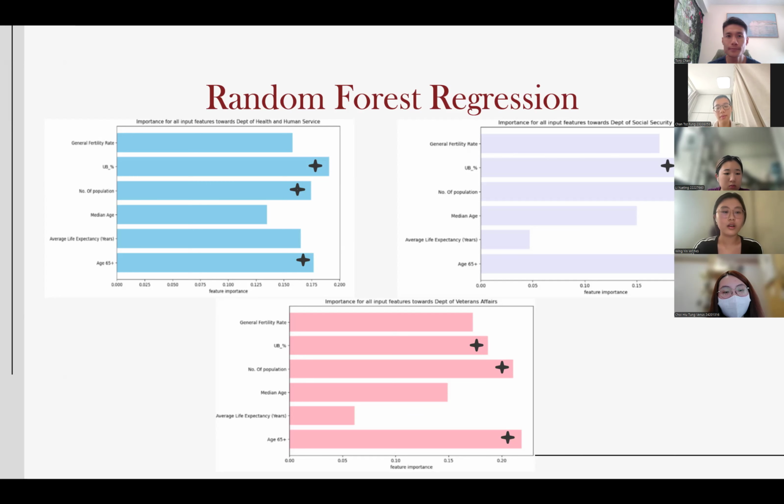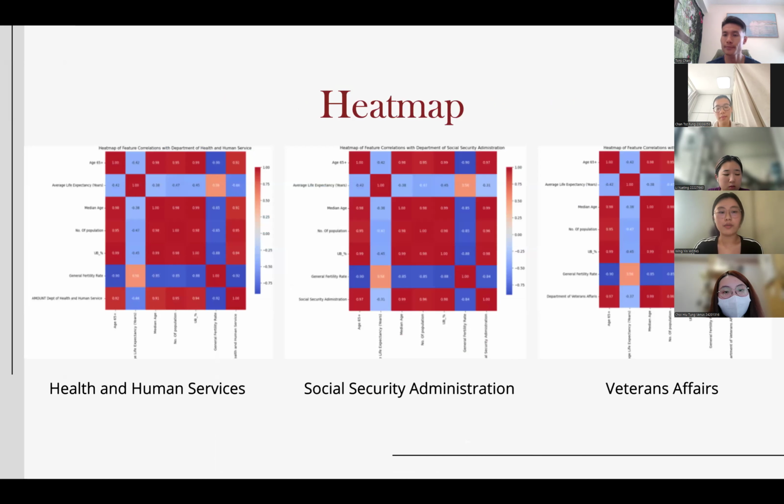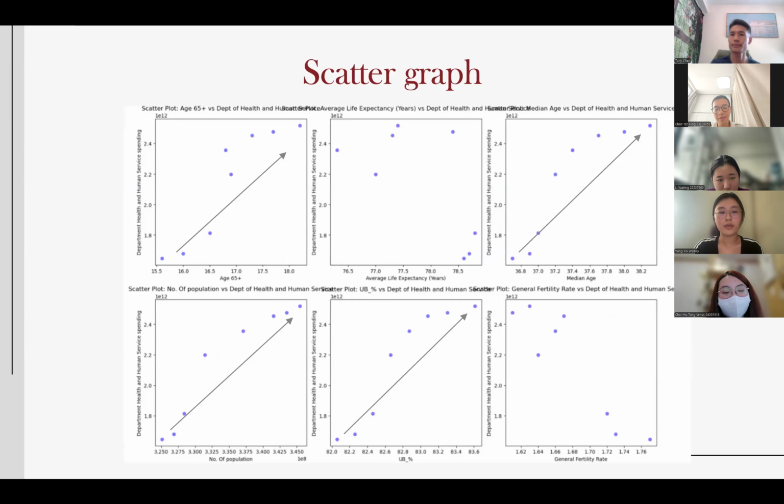Next. We also use the heat map to estimate the correlation between these factors and departmental spending. The analysis reveals that the median age, total population, and the urban population have the strongest correlation with spending. Additionally, we have the scatter plot to indicate that the population age 65 and older, the median age, total population, and urban population have a positive relationship with the spending trends.